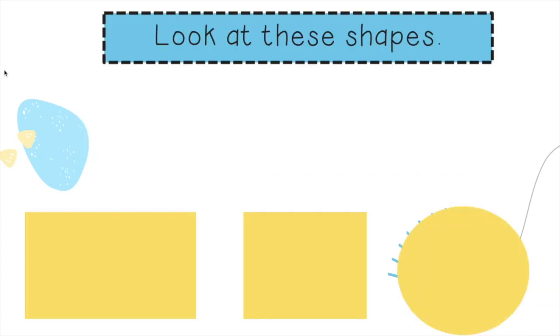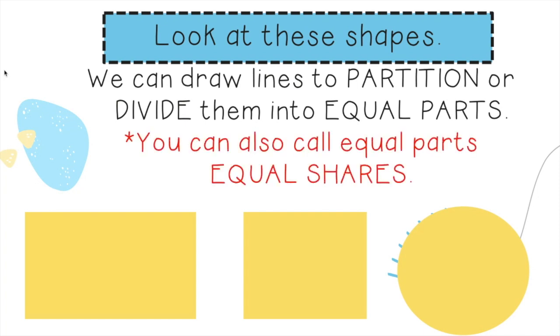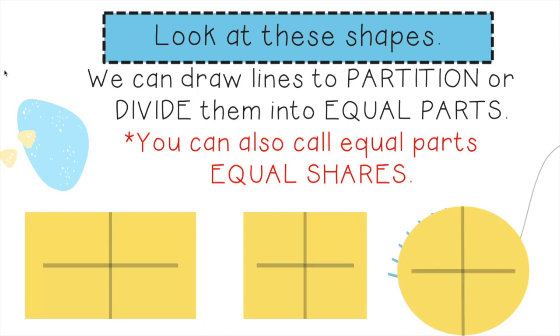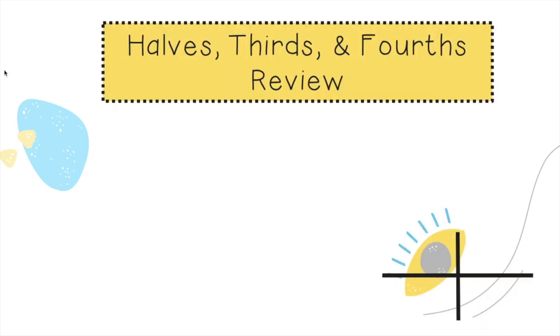So look at these shapes. I have a rectangle, a square, and a circle. Today we're just going to be looking at rectangles and circles, but you can also partition squares. So we can draw lines to partition or divide them into equal parts. Remember, you can also call equal parts equal shares. So here we can divide these or partition them into fourths, which we'll be doing later.